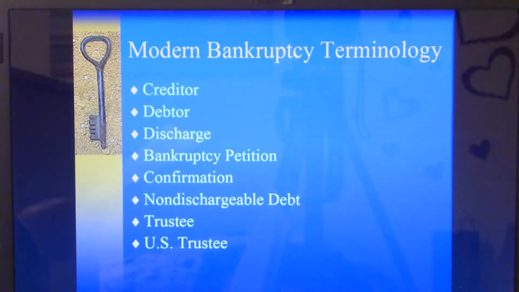Bankruptcy petition is a document filed by the debtor in a voluntary case or by a creditor in an involuntary case. Confirmation is a bankruptcy judge's approval of a plan of reorganization or liquidation, such as in Chapter 11, or a payment plan in Chapters 12 and 13.